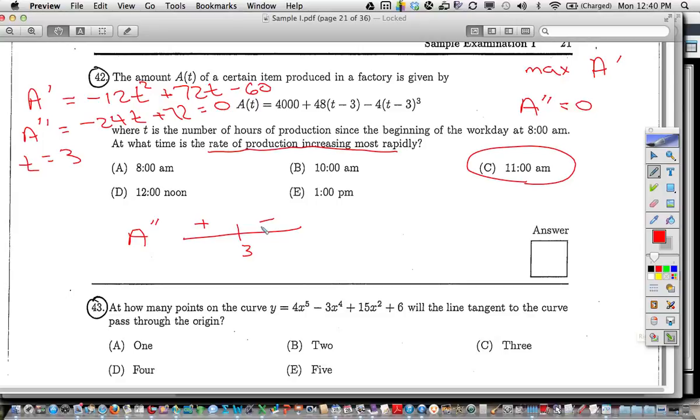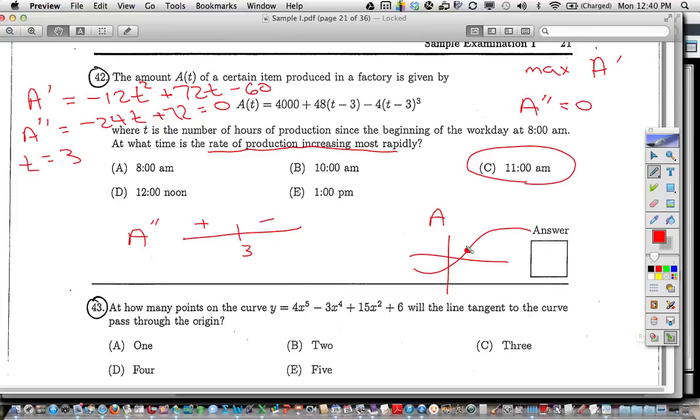Now I want to talk about this in another way. Where is the rate increasing the most rapidly? What if I was just doing an A graph? And let's say this A graph went like this. Where in there is the rate of production increasing the most? At the inflection point, right? That's not when we're making the most product. Up here would be where we're making the most product.